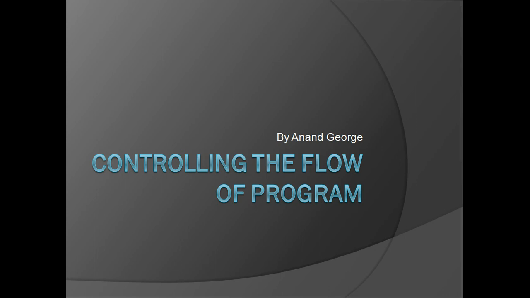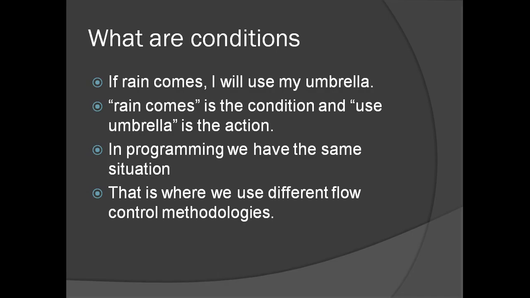In this presentation, we're going to discuss controlling the flow of a program, or conditional execution. In our daily life, we encounter situations like: if rain comes, I will use my umbrella. So it is a condition based on which you are doing an action. Rain comes is a condition and use umbrella is the action. In programming as well, we encounter the same situation. This is where we use different flow control methodologies like if else, switch case, etc.